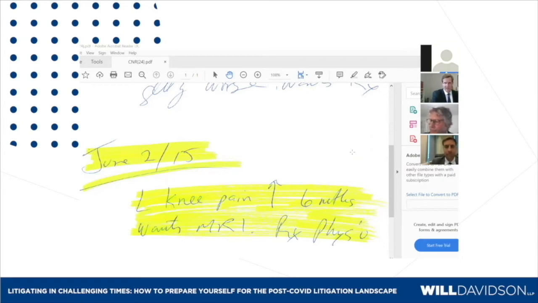Okay, I'm just going to read the note. It's very short, just to make sure that we're all on the same page here. Again, it's dated June 2nd, 2015, handwritten note from Dr. Grewal. And it says, left knee pain increasing 6 months, wants MRI, prescription for physio. Is that accurate, Counsel? Yes, I'd agree that's what it says. And you see that, Mr. Hamilton, now? Yes, I'm reading along with my counsel.